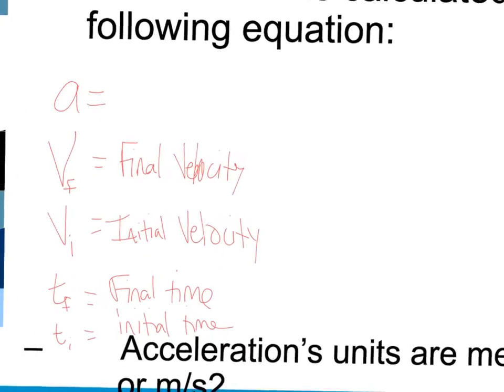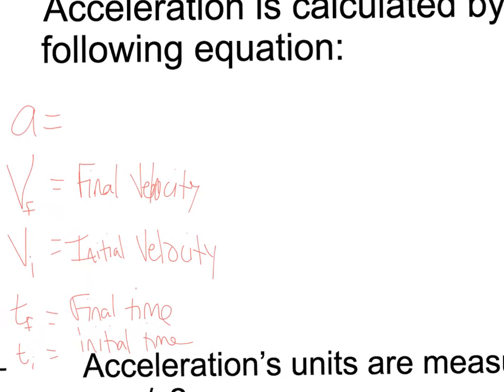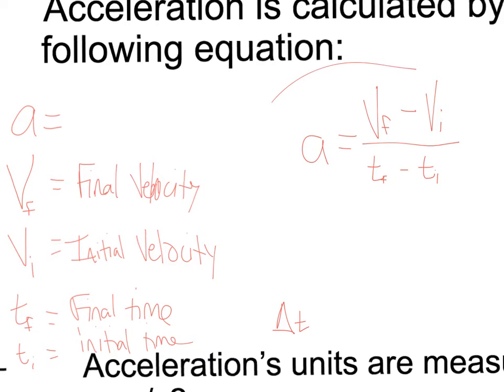So those are our variables. Basically, acceleration equals the final velocity, so how fast you're going at the end, minus the initial velocity, all over the time. Sometimes it's worded with a triangle T, a change in time, so how much time has changed, your final time minus your initial time. All right, so that is going to be our formula for when we solve for acceleration.